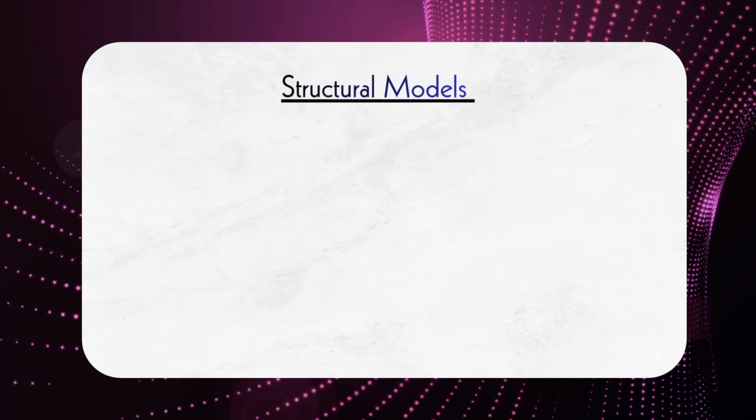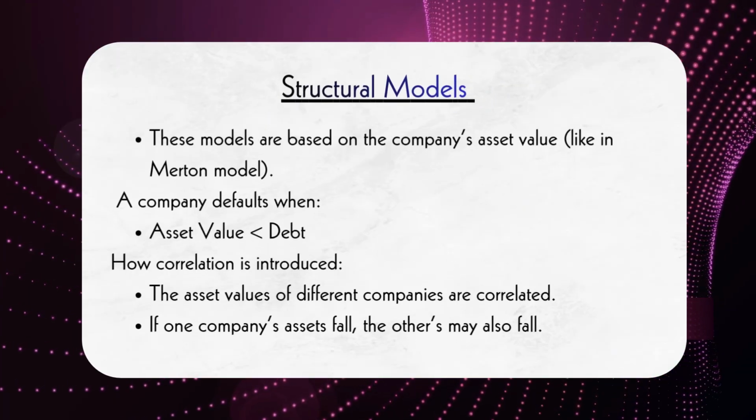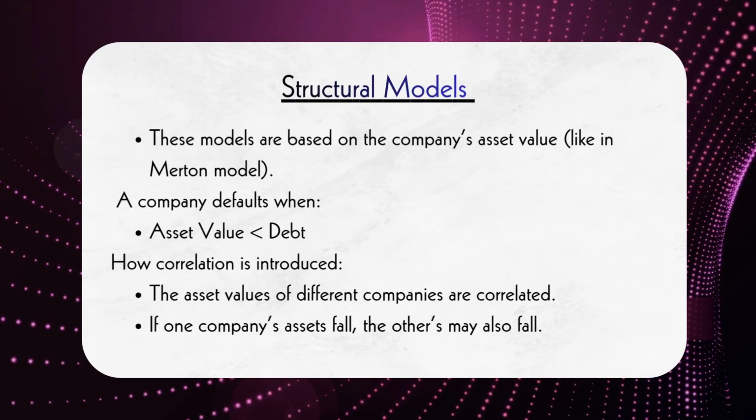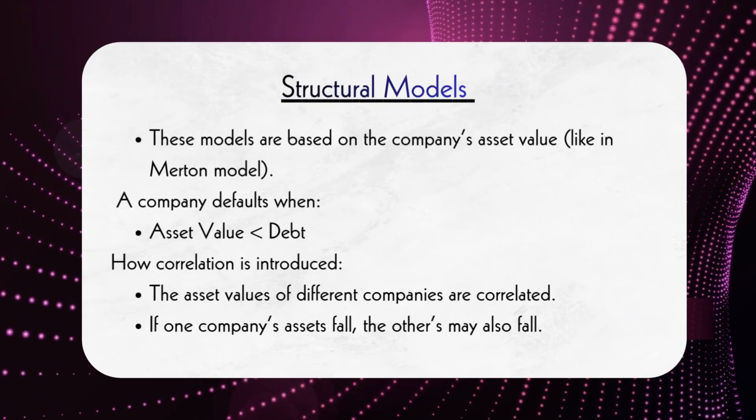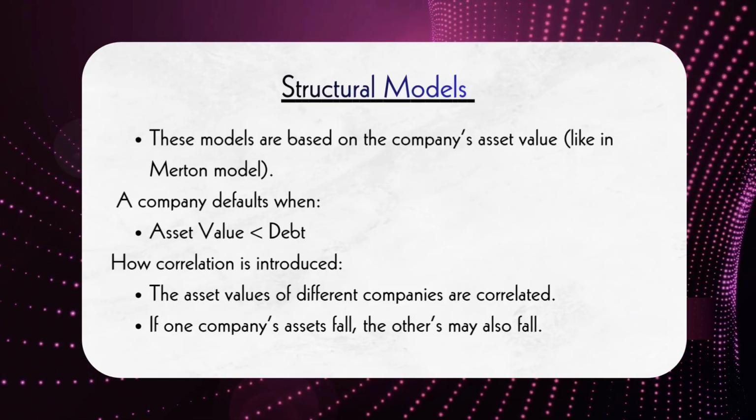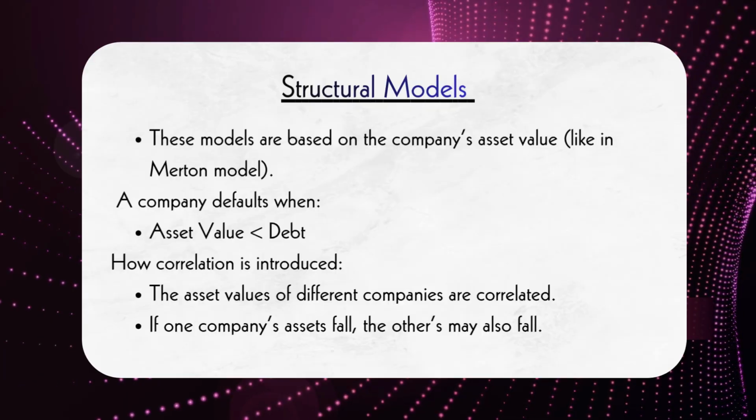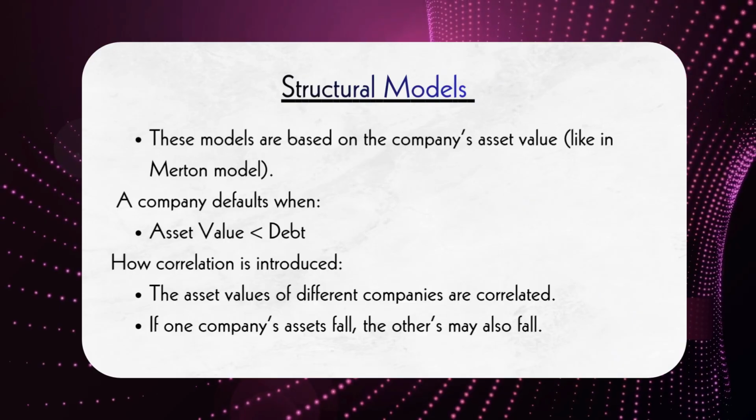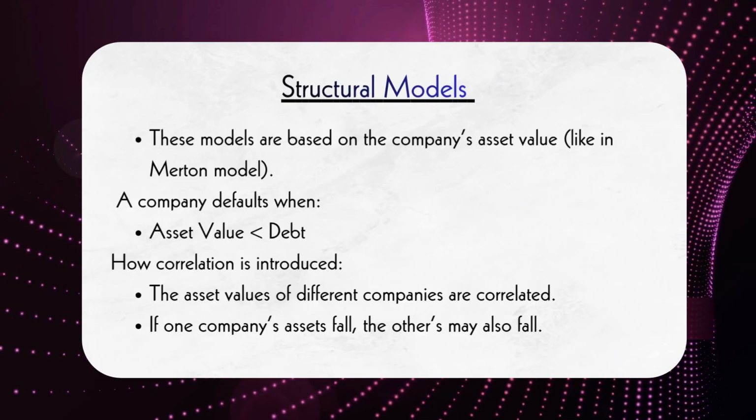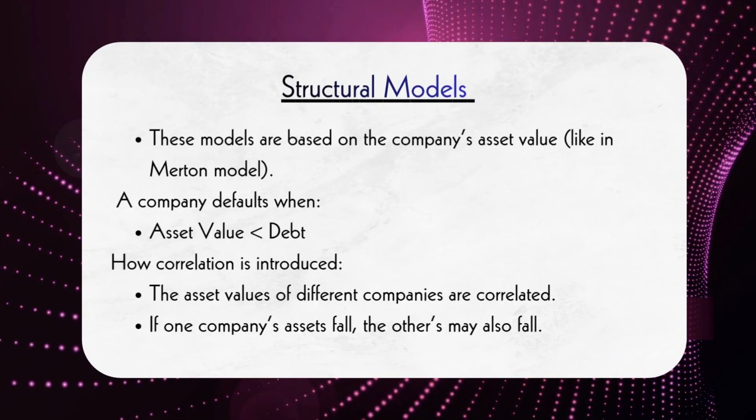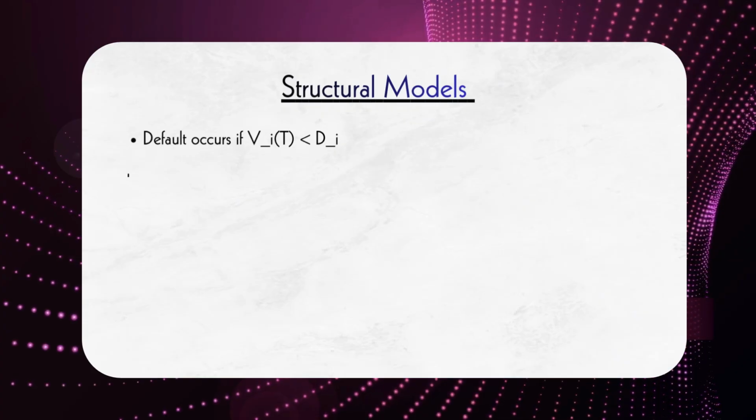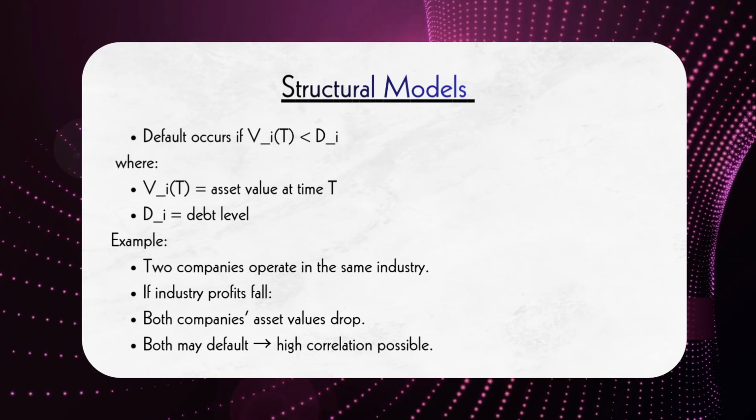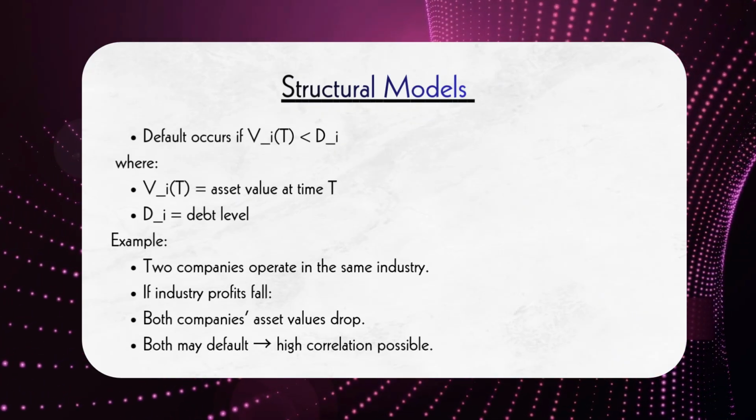Now let's move to structural models, also called firm value models. These are based on the idea that a company defaults when its asset value falls below its debt. The default condition can be written as asset value at time t is less than debt. In these models, default correlation is introduced by linking the asset values of different companies. If one company's asset value falls, the others may also fall, especially if they are in the same industry.